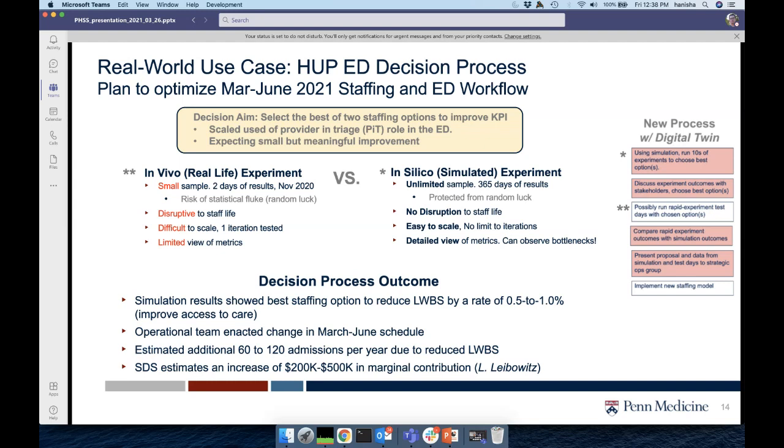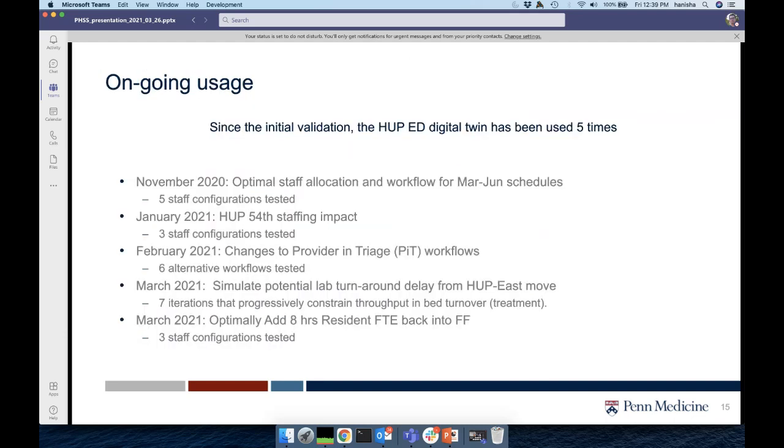And also say that if we extrapolate out to a year, this means that we would have somewhere between 60 and 120 additional admissions to the hospital per year, which would translate to increased revenue of somewhere between $200,000 and $500,000, which for our departmental budget is a not insignificant sum, and certainly will make a difference to being able to support those other aspects of the mission, like the educational mission, for instance. So it's really exciting to use this in real life and see some very promising results at this point. If we can go to the next slide.